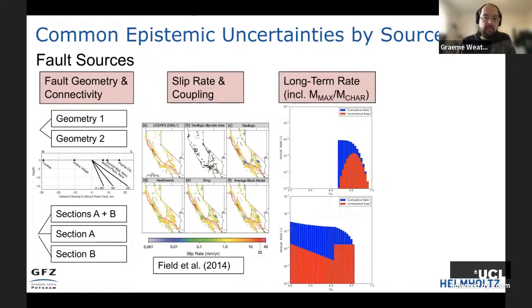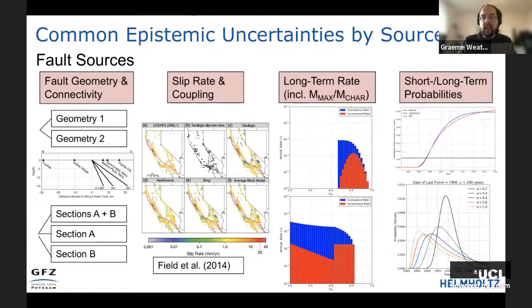And from this, you may end up having epistemic uncertainty in the distribution used to characterize your long-term rate. So whether you choose to have just a characteristic distribution or an exponential or some mix of the two. And at the end of all of this, if you have relatively well constrained or parameterized faults, we have this issue of calculating or constraining long-term probabilities. So these are our probabilities in the next 30 or 50 years based on time-dependent models, where you may have epistemic uncertainty on the aperiodicity of the model, the choice of model, maybe even the date since the last event.